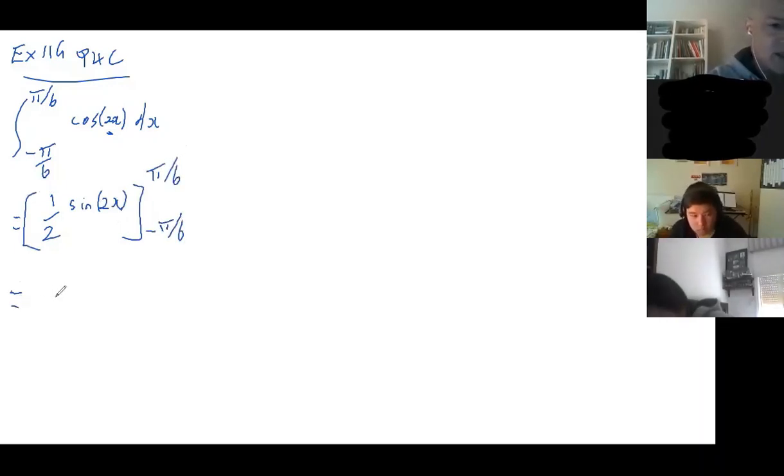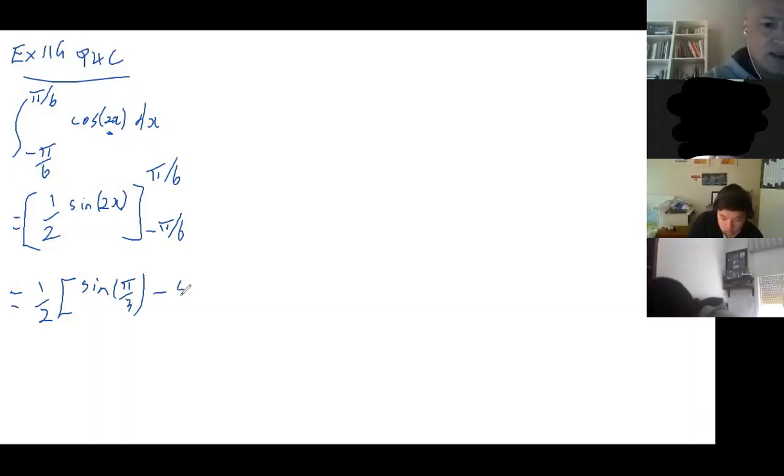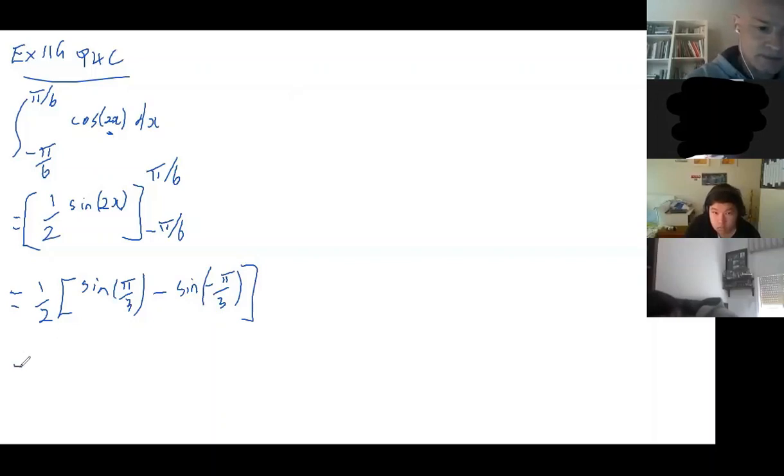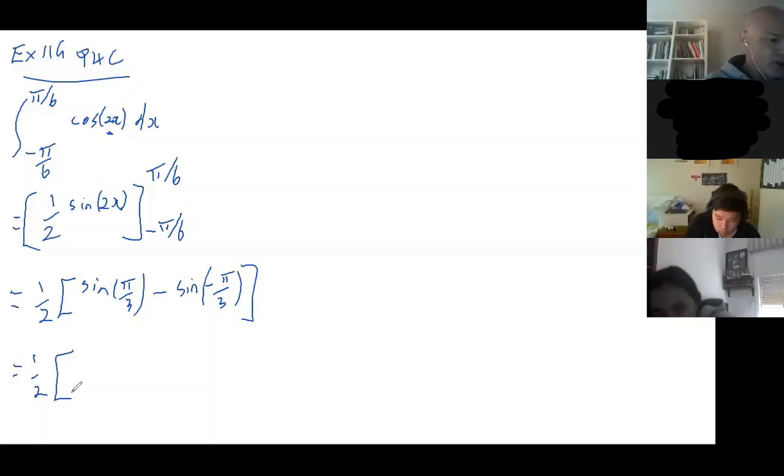Okay, substituting in. This time I'm going to take out the factor again, and I'm going to substitute in at the same time. So I get sine of 2 times pi on 6, which gives me pi on 3, minus sine of 2 times negative pi on 6, which gives me negative pi on 3. Still got my half. Right, sine pi on 3 is, remember you've got to know your triangles or your rules, square root of 3 divided by 2.